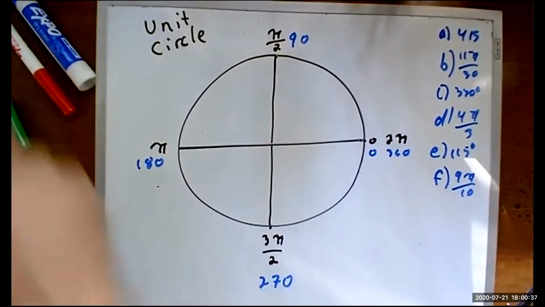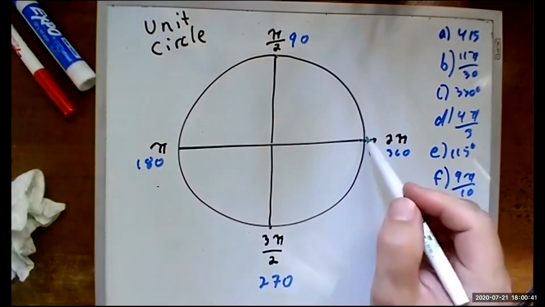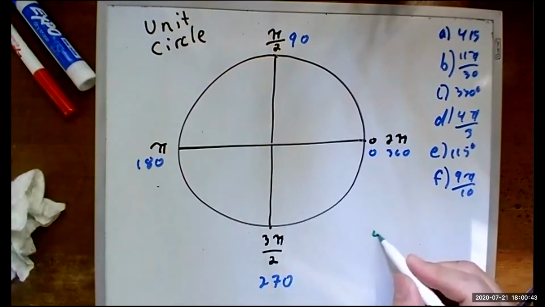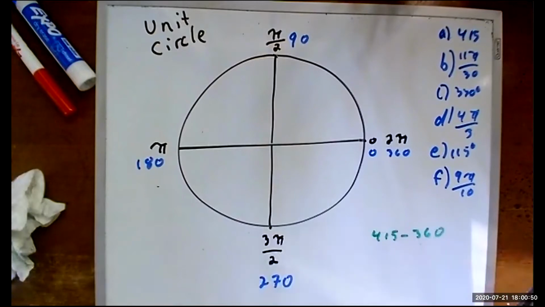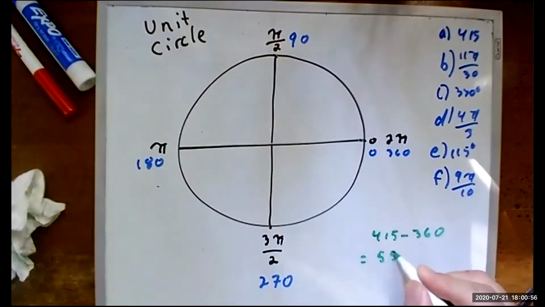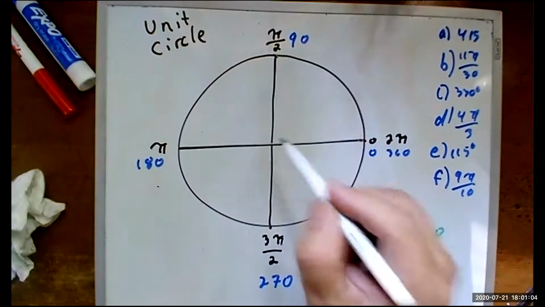So I'll start with question A, looking for 415. Well, 415 is larger than 360, so let's get rid of a 360 to start with. And when we do that, we end up with 55. 55 is between 0 and 90, which means it's in this quadrant.